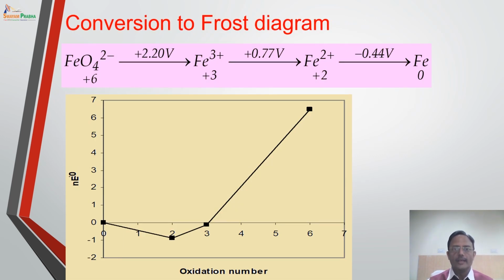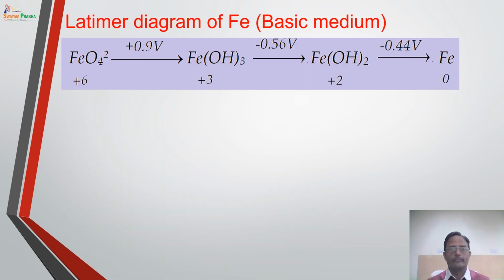If we convert it into a Frost diagram, you will find that +2 oxidation state has the minimum value of N into E0, indicating that it is the most stable species of iron in acidic medium. But if we come to the basic medium, there is a fundamental difference. The species have now changed. You have +6 oxidation state, +3 and +2 and 0. But now the reduction potential over here is negative. Here is also negative. This is positive.